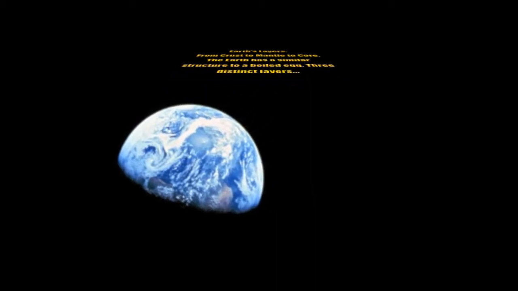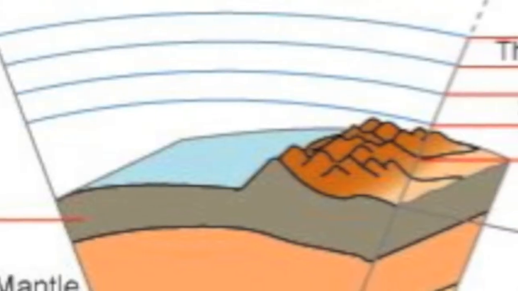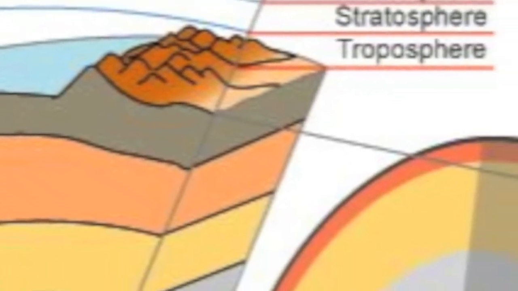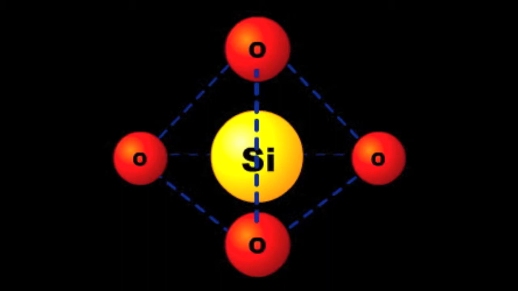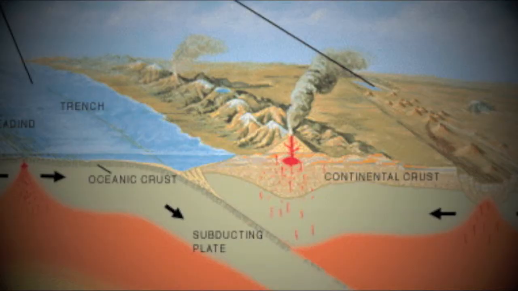The Earth is divided into layers moving from the surface to the center or core. The outermost layer is called the crust, which is mostly composed of the elements oxygen and silicon. There are two different types of crust called continental and oceanic.